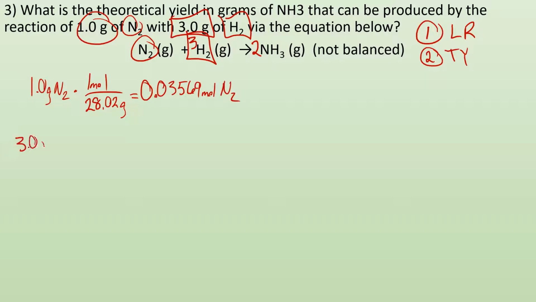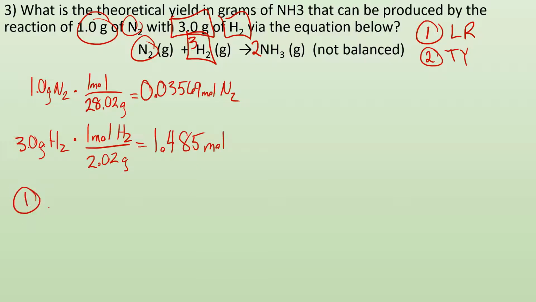I got 3.0 grams of H2 times by 1 mole of H2 over 2.02 grams of H2, and I end up with 1.485 moles. So now once I got that, now I can start to figure out my limiting reactants. So I know for N2 to H2, my ratio is going to be a 1 to 3. So why don't I just go with N2?